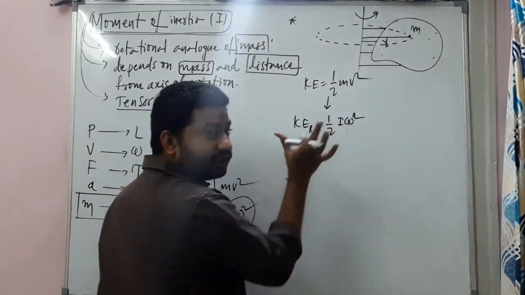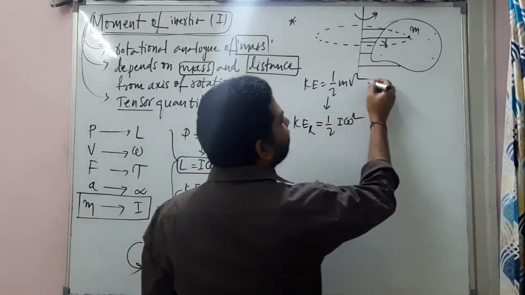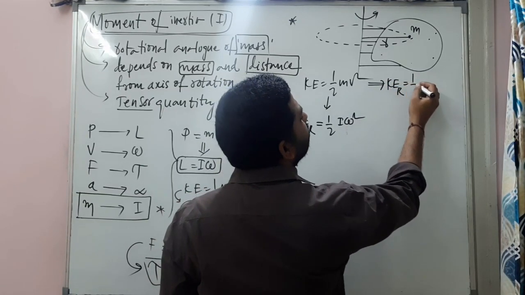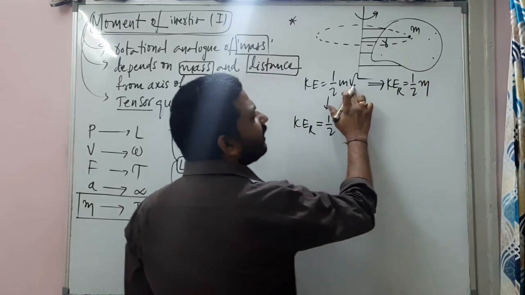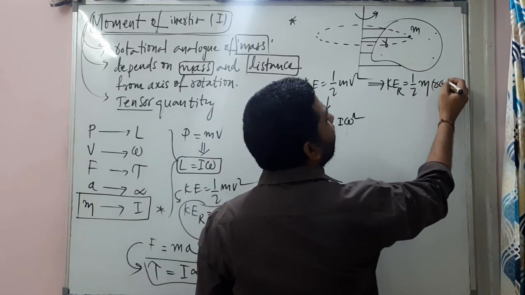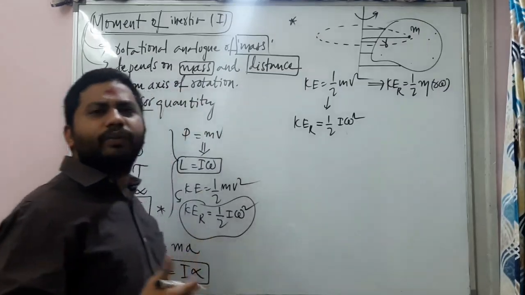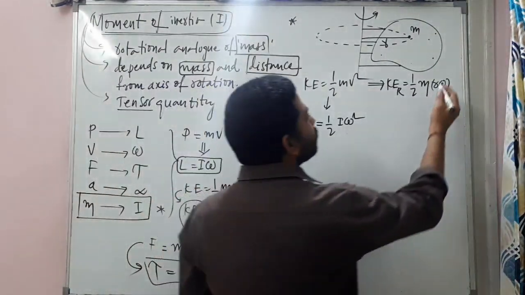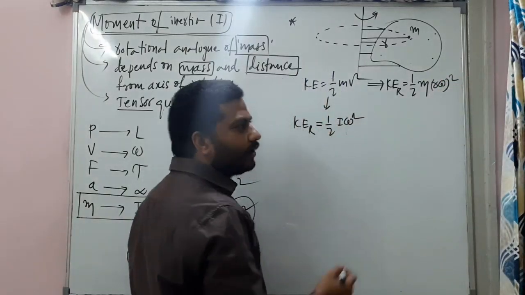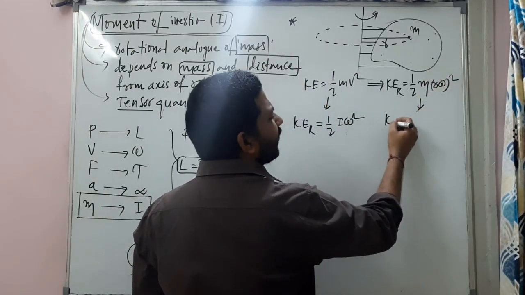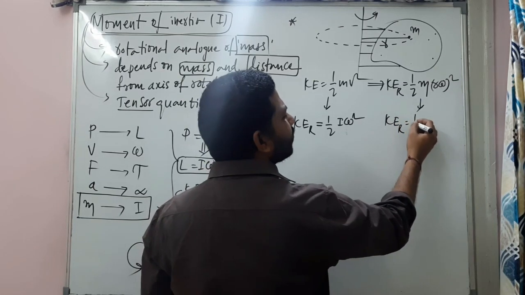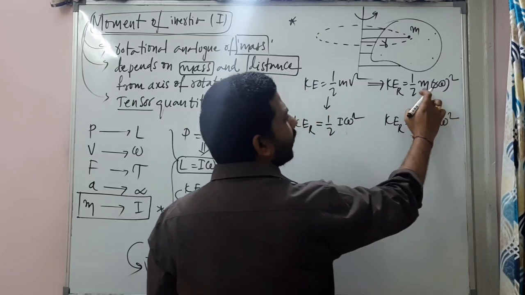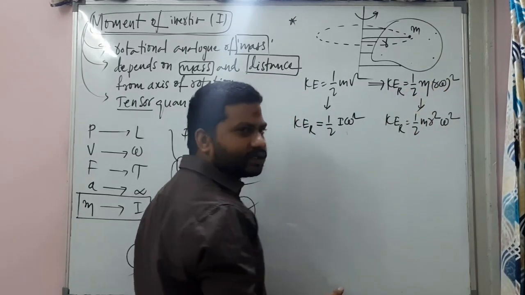Okay, forget about this, keep it aside. From here, we can write kinetic energy in rotational motion as half into m into v square, and this v we can write as r omega, the relation between linear velocity and angular velocity, so that's a whole square. From here, kinetic energy in rotational motion is equal to half into mr square into omega square.